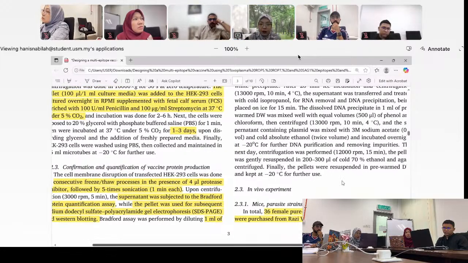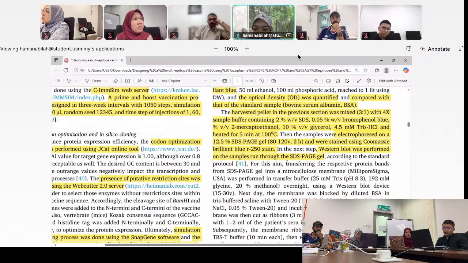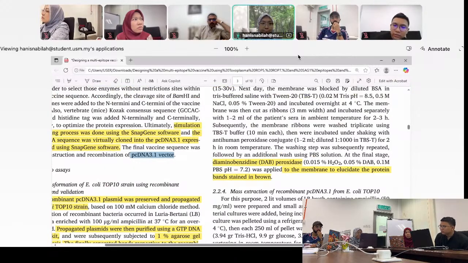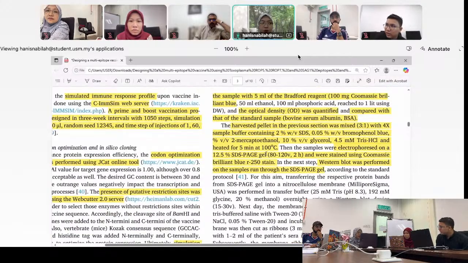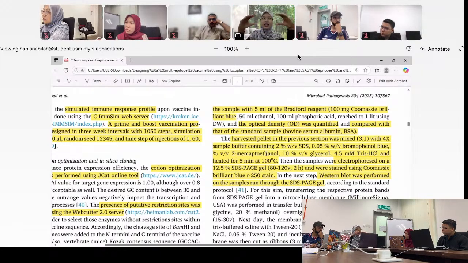Meanwhile, the Western blot they did to check the insoluble protein. They are using a DNA vaccine. Based on the title, I thought it was an epitope vaccine, but when I read the paper properly, this is a DNA vaccine, but it contains DNA that encodes the multi-epitope vaccine.